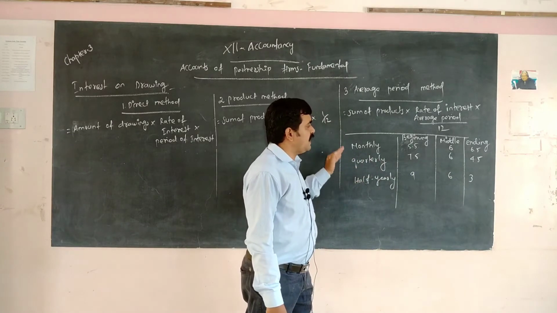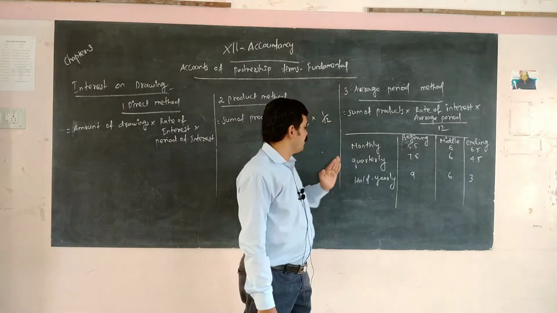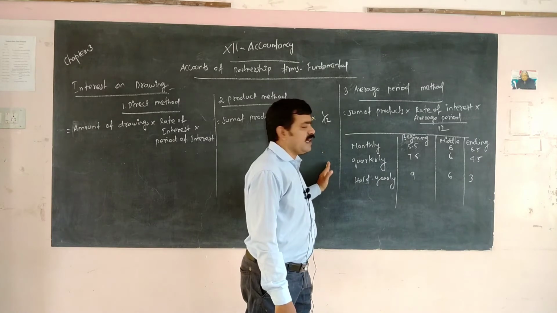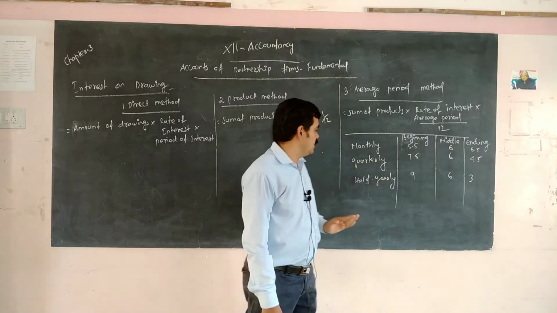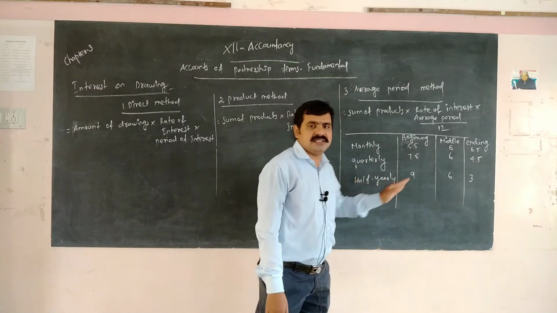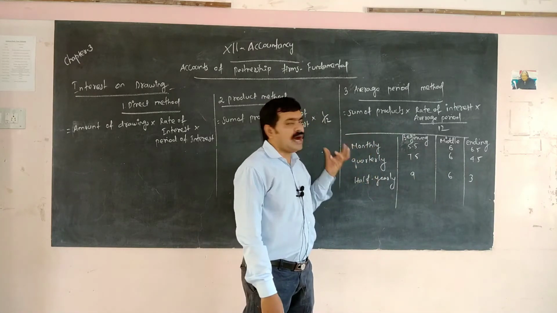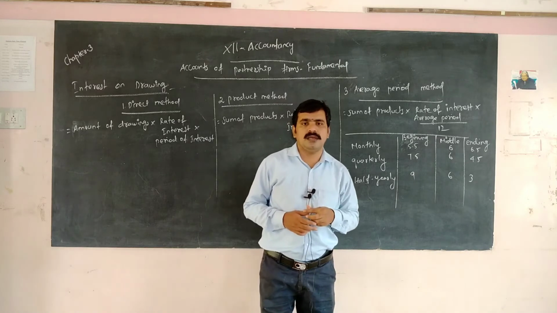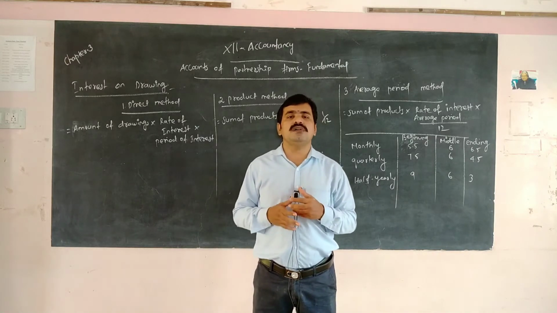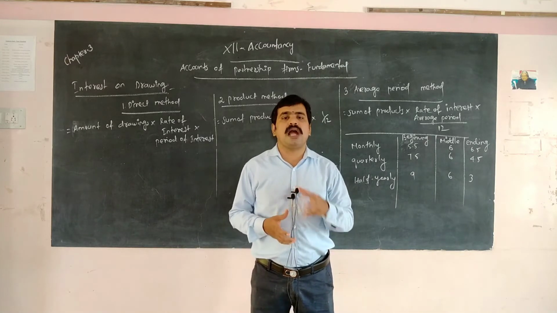Monthly means 5.5, 6, 6.5. Quarterly means 7.5, 6, 4.5. Half yearly means 9, 6, 3. Okay, this is the way of calculating by the average period method. Now I am going to start the problem.